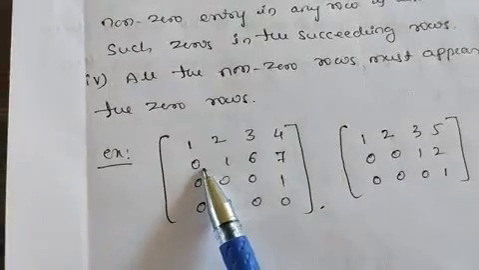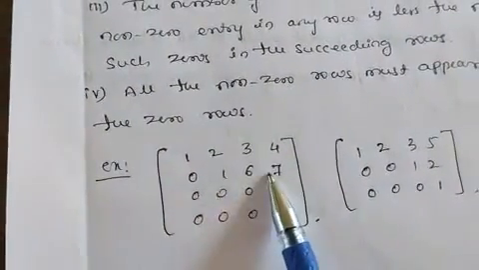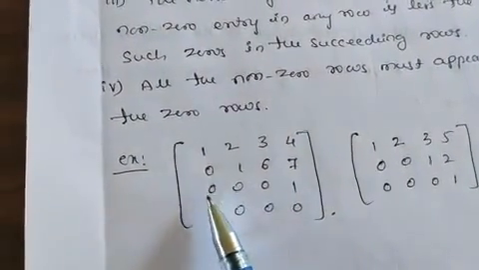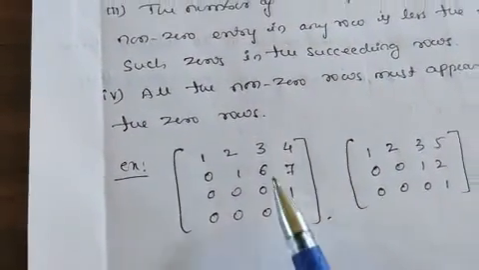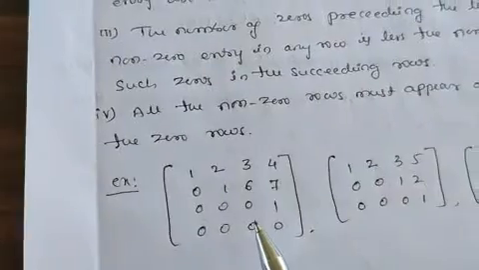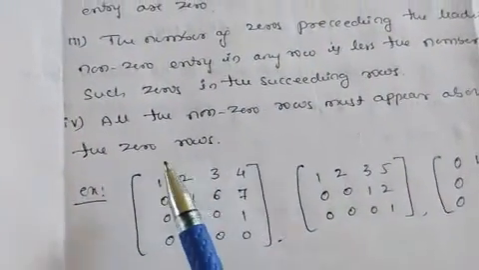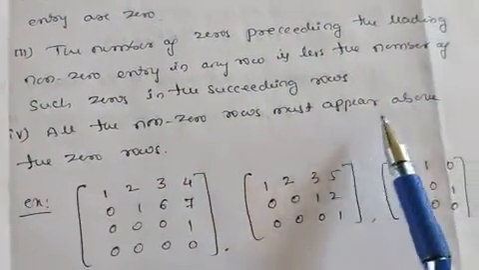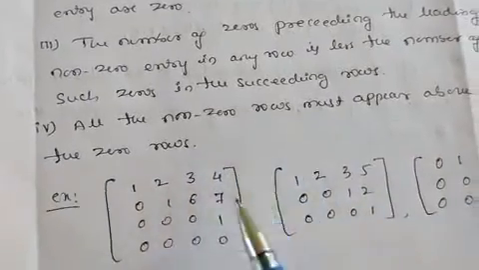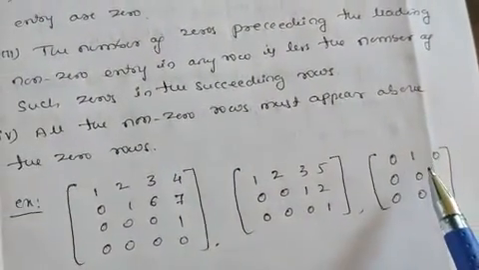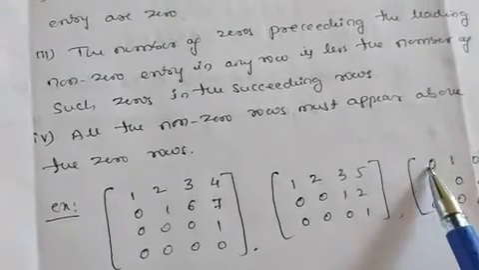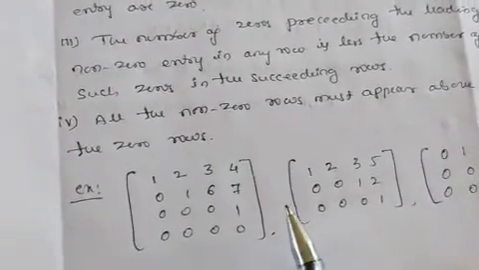Means, in the second row we should have only one 0, then next we should have two zeros, then three zeros, like that. The number of zeros should keep increasing in the next rows. And all non-zero rows must appear above the zero rows. Suppose all the rows are zeros, then the remaining elements should be in the previous rows.